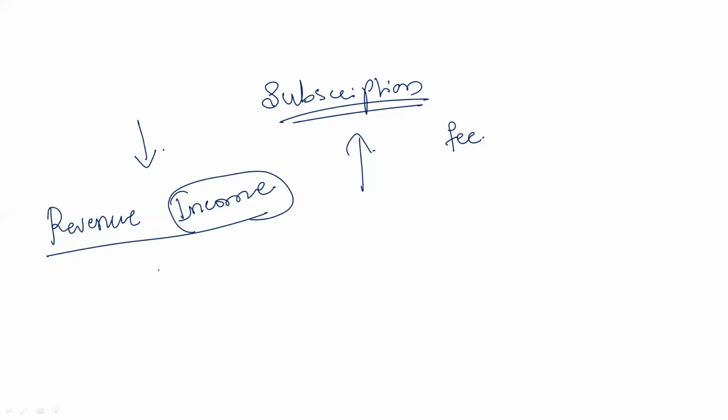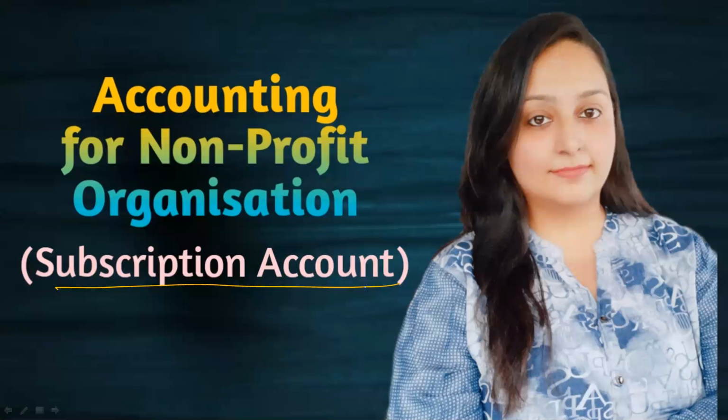Now, while preparing the income and expenditure account for an NPO, we need to take all the revenue incomes and all the revenue expenses in it. So subscription is one of the revenue incomes. Definitely subscription should be taken in the income and expenditure account. Now, while taking the amount of subscription, there will be so many adjustments. So in order to determine what amount should be taken as a subscription in the income and expenditure account, we prepare a subscription account.